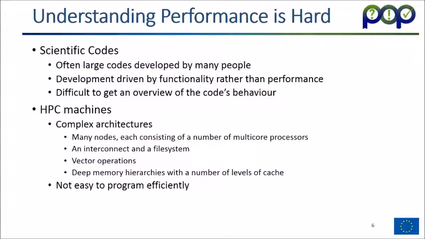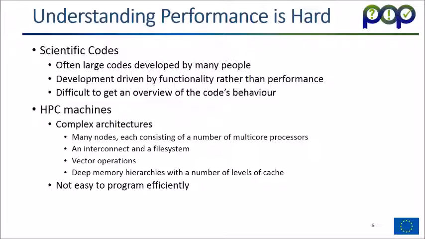But on the other hand, understanding the performance isn't easy. There are a number of reasons why this is the case. First of all, the codes themselves, and I'm using scientific in a broad sense here, are often very large and developed by many people. So maybe they lack coherency. And for obvious reasons, perhaps, the development of the code is driven by functionality rather than performance. Because of those reasons, I think it's not easy to get an overview of the code's behavior.